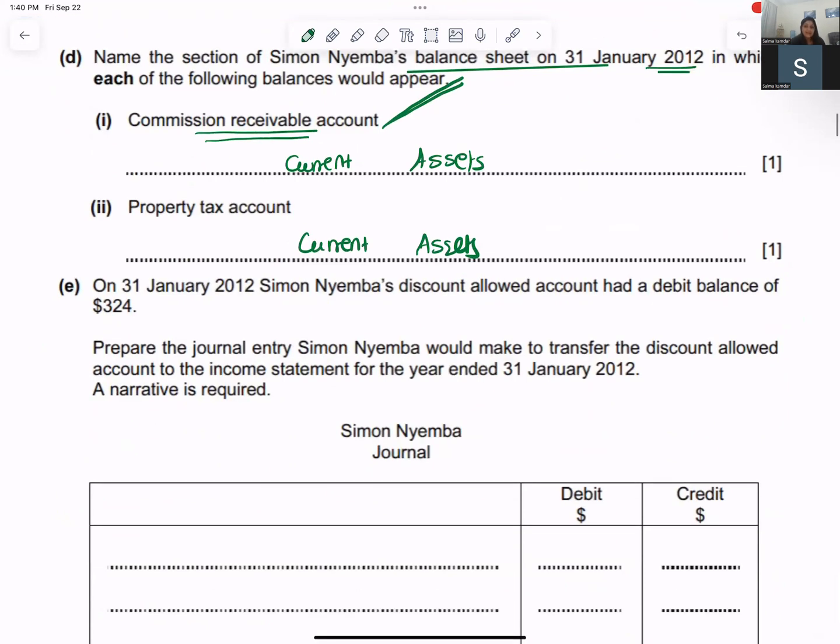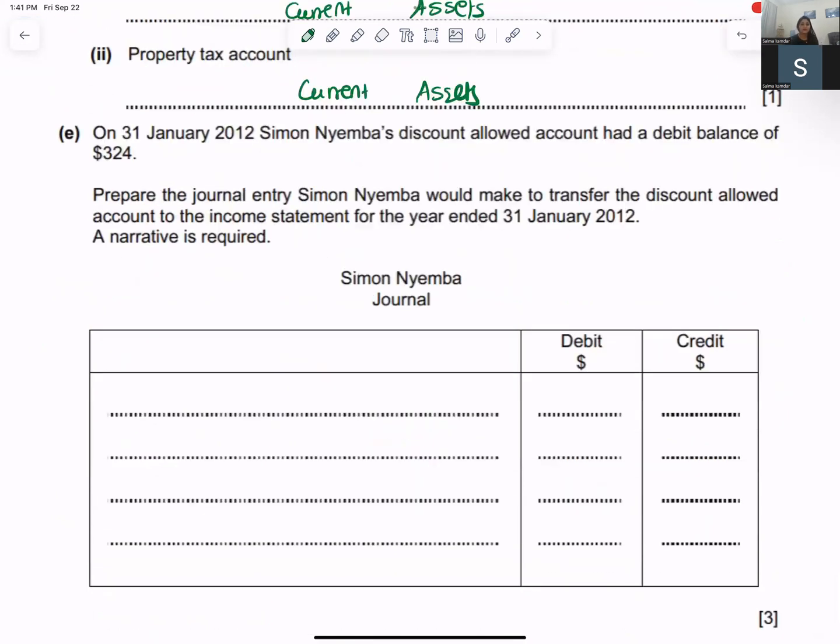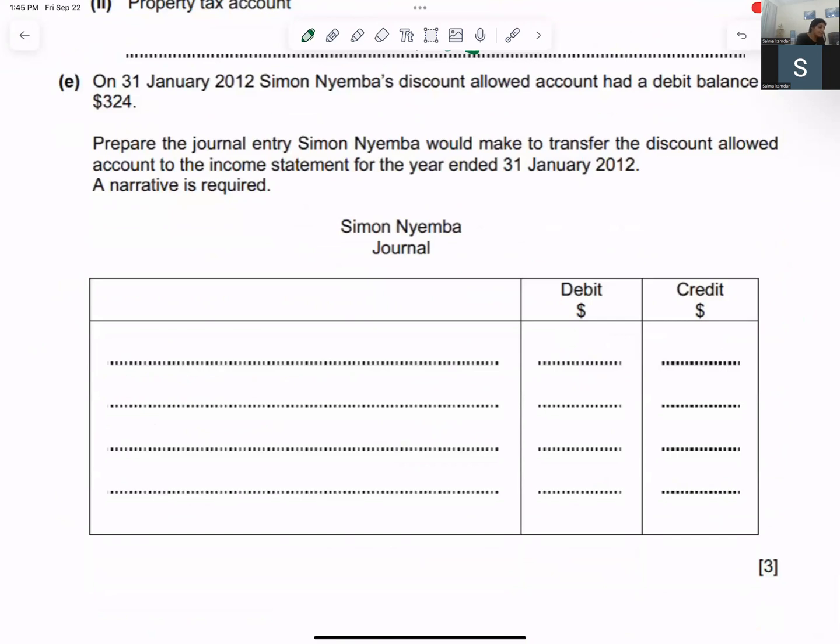Okay, read and pass the journal entry. The next part of it is on 31st of January, Simon has allowed a discount and his discount allowed account had a debit balance of 324. I need to pass journal entry to transfer the discount allowed account to the income statement.